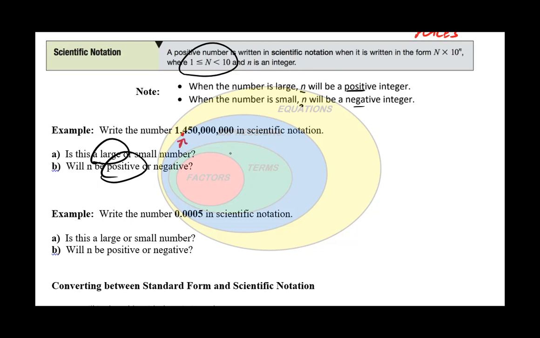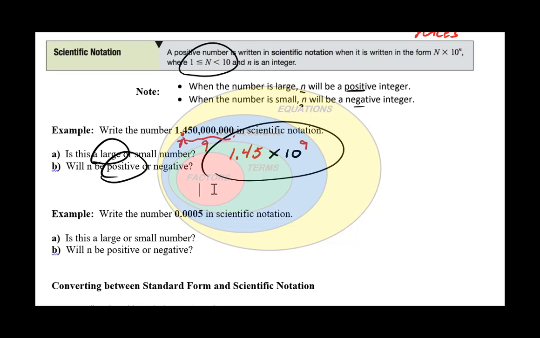So in scientific notation, we would have capital N as being 1.45. Now we're going to multiply that times 10 to the, and we need 10 raised to a power so that we can move the decimal place to the right 9 places. So if I count the number of decimal places, this would be 9 decimal places. So the power of 10 would be 9.